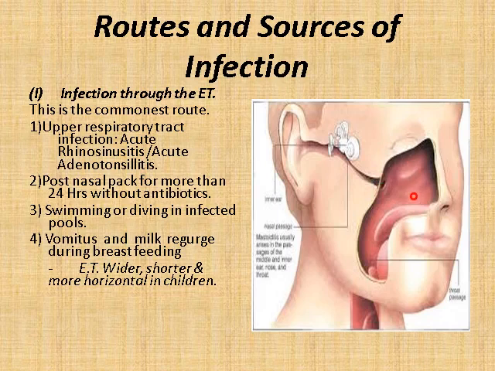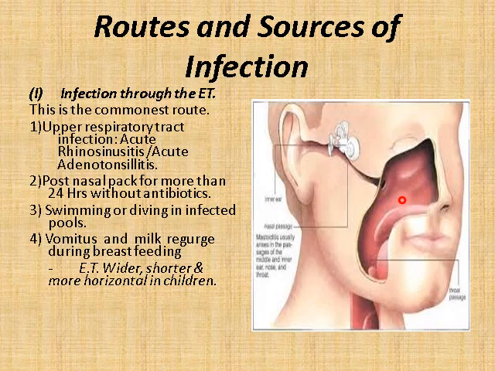Of course, the first source is upper respiratory tract infection, if there is acute rhinitis, acute sinusitis, or adenoiditis. These can act as a source of infection that can spread along the Eustachian tube. Another source of infection is a postnasal pack in cases of epistaxis. If the pack is left for more than 24 hours without any antibiotics, the stagnant secretions will act as a source of infection that can spread along the Eustachian tube to the middle ear.